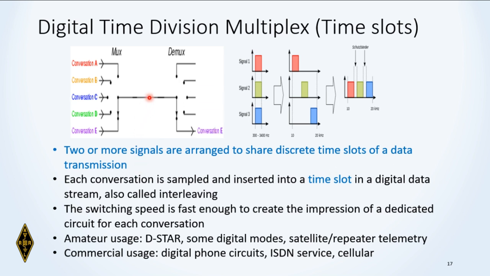So here we see a rotating switch. Now, I don't know what monkey is turning that knob, but he's going to get awful tired after a while. But this is all done electronically. So here we've got conversation A going on. We're going to sample A for a short period of time and put it into a time slot. So here's a picture of a signal with time slots. So A is going to go here, and then the switch is going to move over to conversation B.